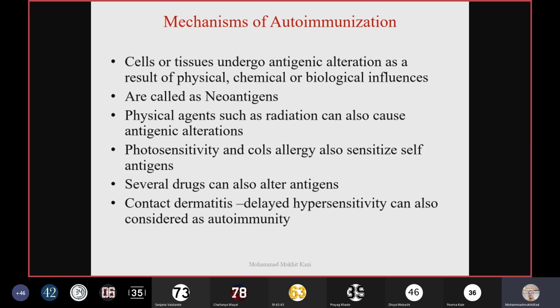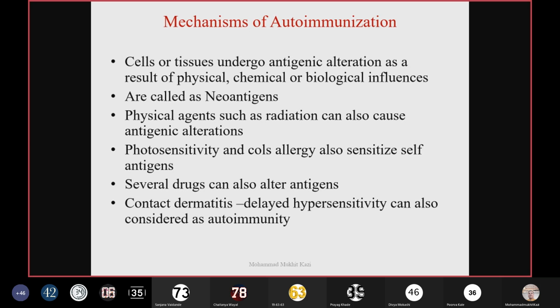Now coming to the mechanisms of autoimmunity: why is this autoimmunity occurring in a particular patient only, or in a particular person? A variety of mechanisms have been proposed for the induction of autoimmunity. First is the forbidden clones. Cells or tissues undergo antigenic alteration as a result of physical, chemical, or biological influences. We all are exposed to some amount of these influences, physical, chemical, or biological.